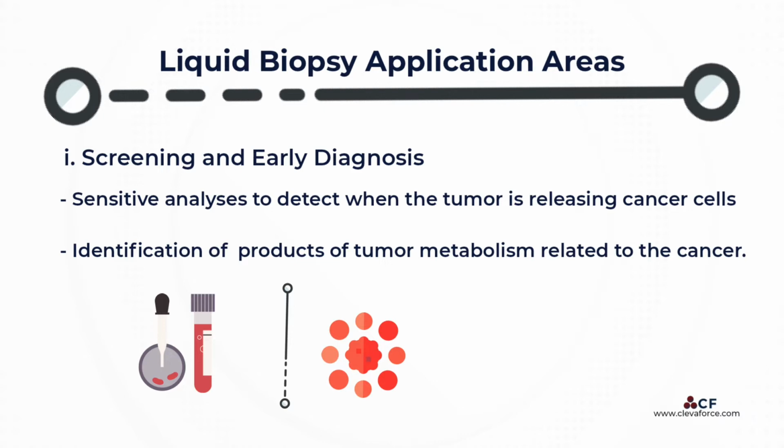For example, the process of cancer development from in situ to invasive disease could be associated with the activation of innate immunity, and such changes might be detected in the blood before they show up on an imaging scan. Another possibility of cancer detection could be the identification of products of tumor metabolism related to the cancer.